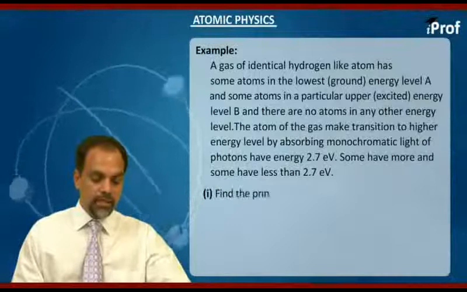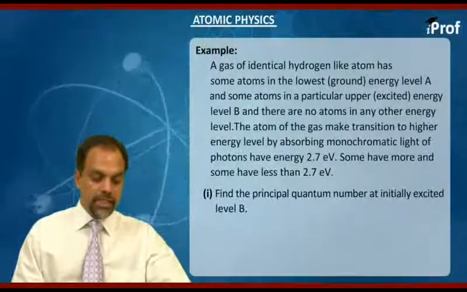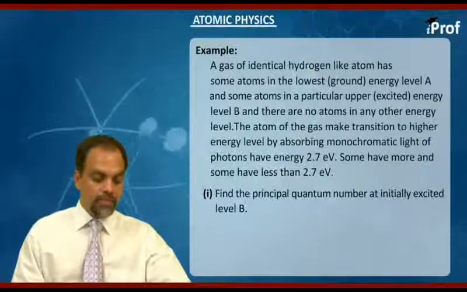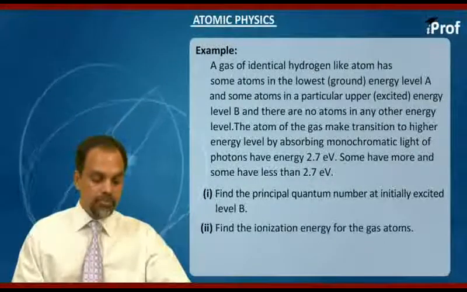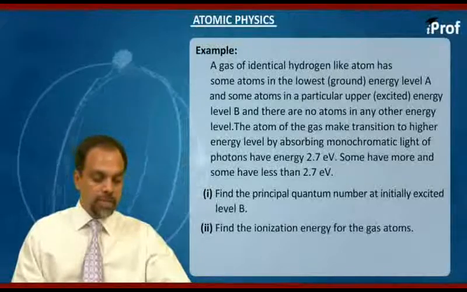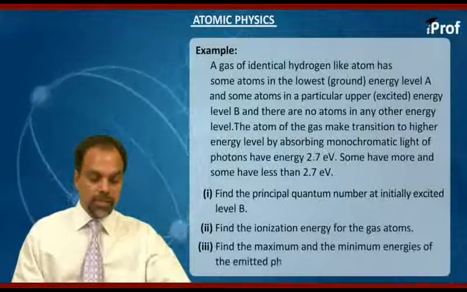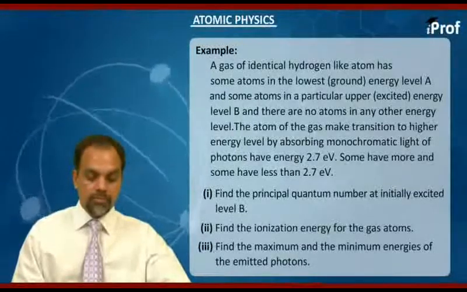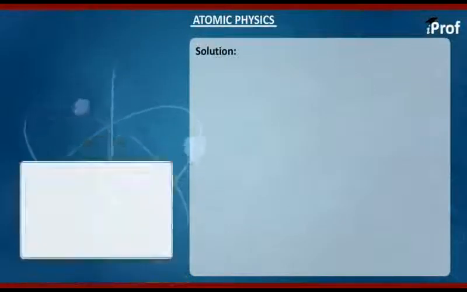First, we have to find the principal quantum number of initially excited level B. Second, we have to calculate the ionization energy for the gas atom. And the third, we have to find the maximum and minimum energies of the emitted photons. Let's move into the solution of this problem slowly.